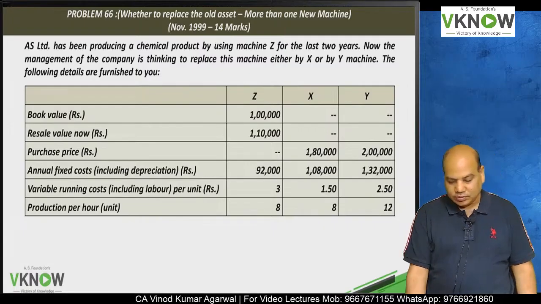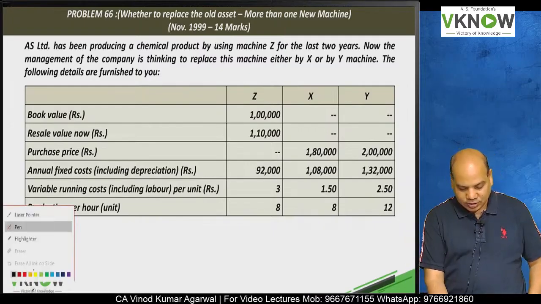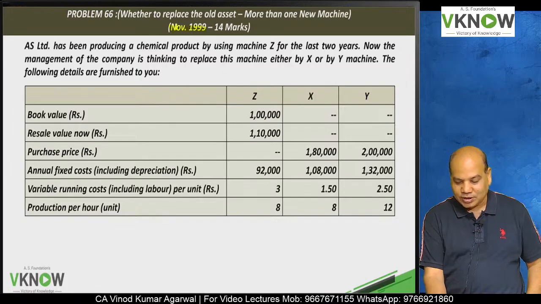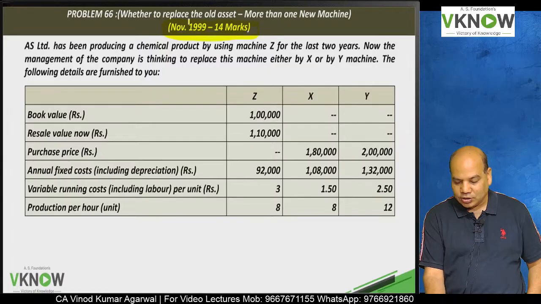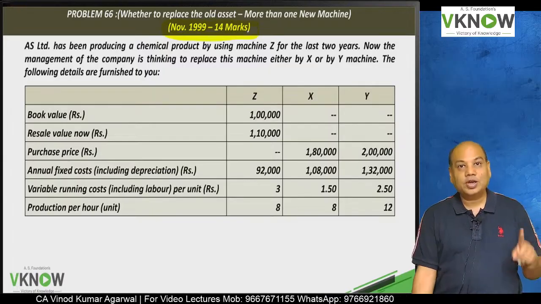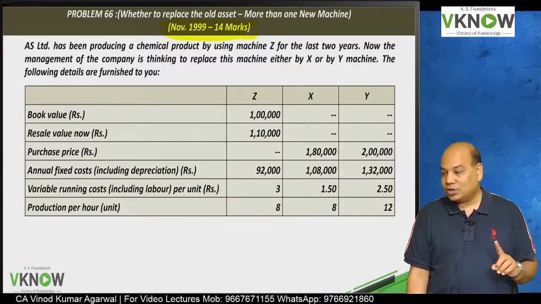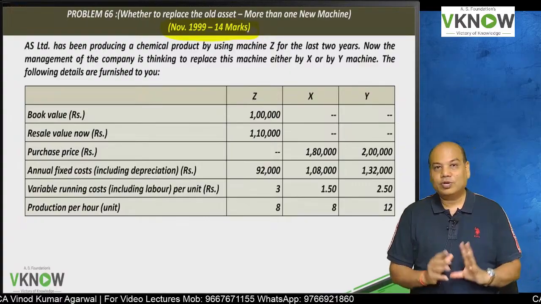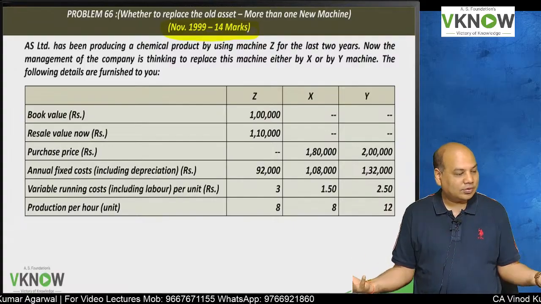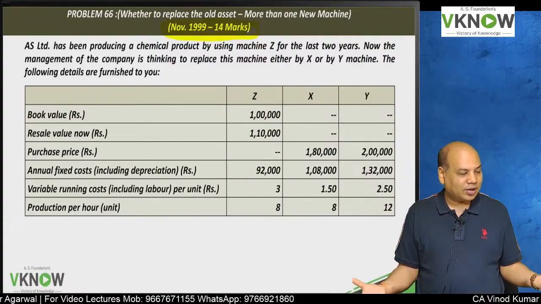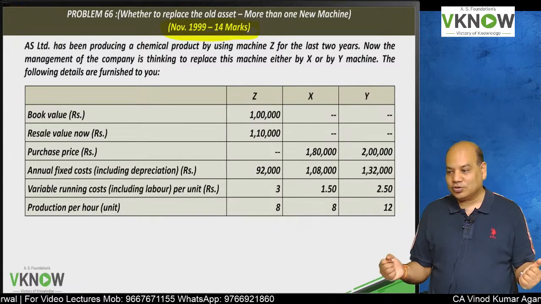Question number 66 has a history behind it. In my exam there were 3 questions on capital budgeting, and this is the third question. It appeared in the November 99 exam. The exam in which I appeared was full of capital budgeting questions. That does not mean that is the only reason I came in the rank. Okay, there were other questions also.